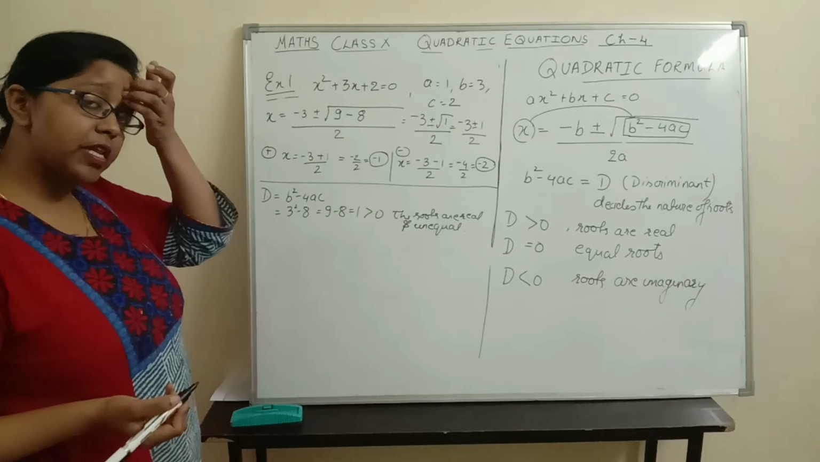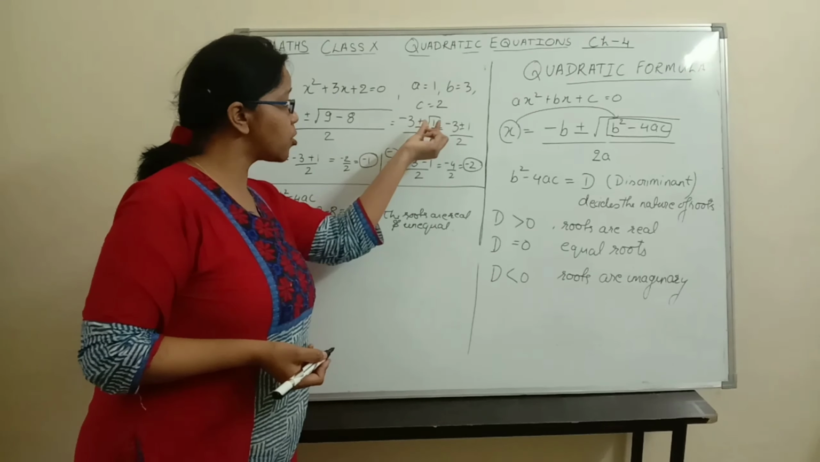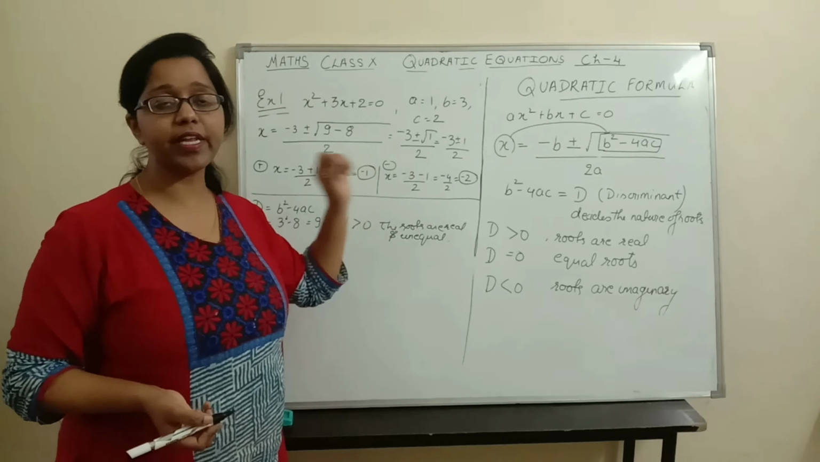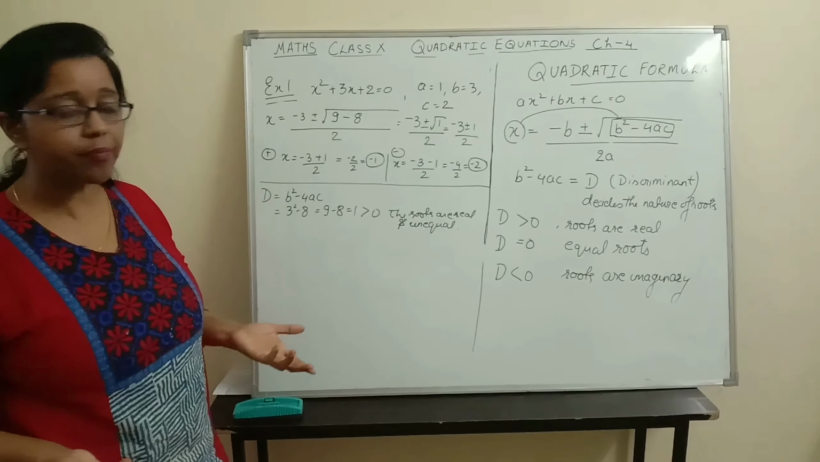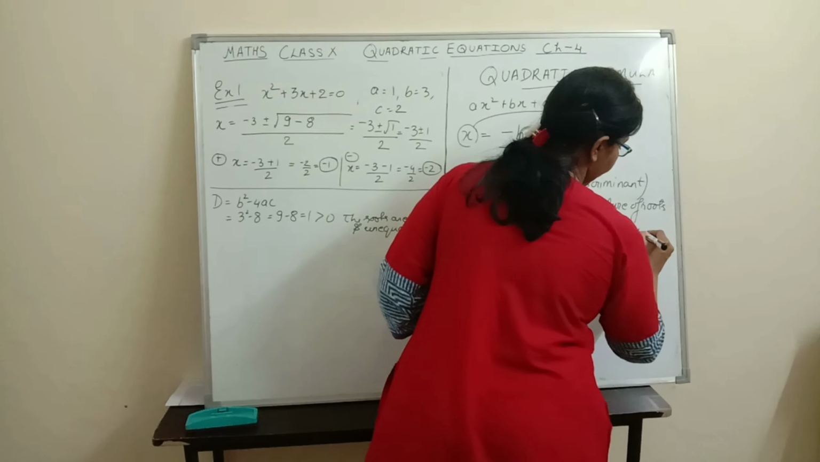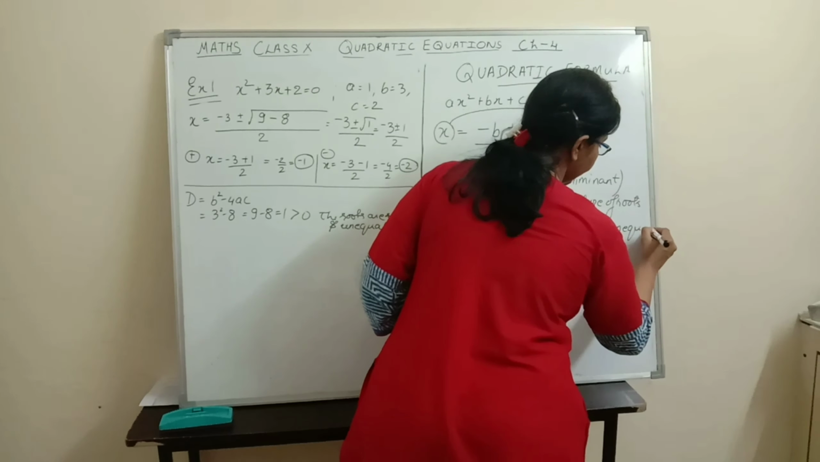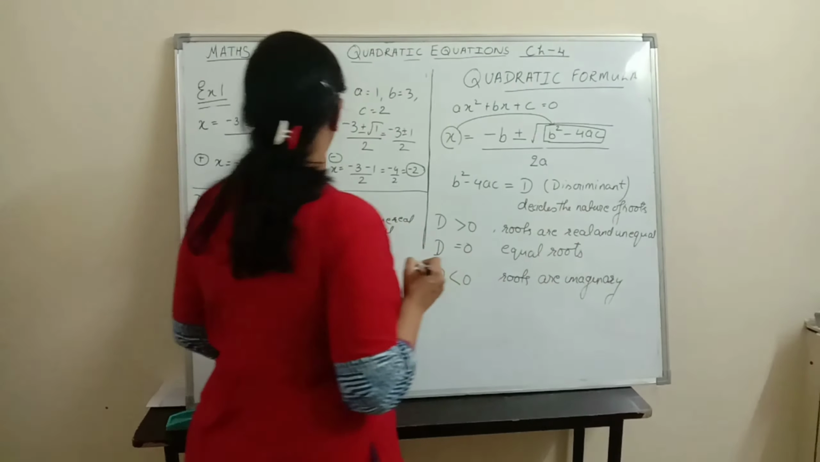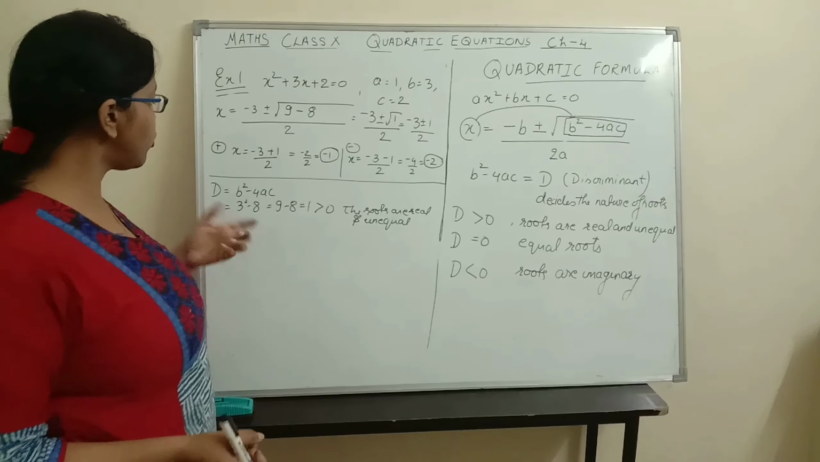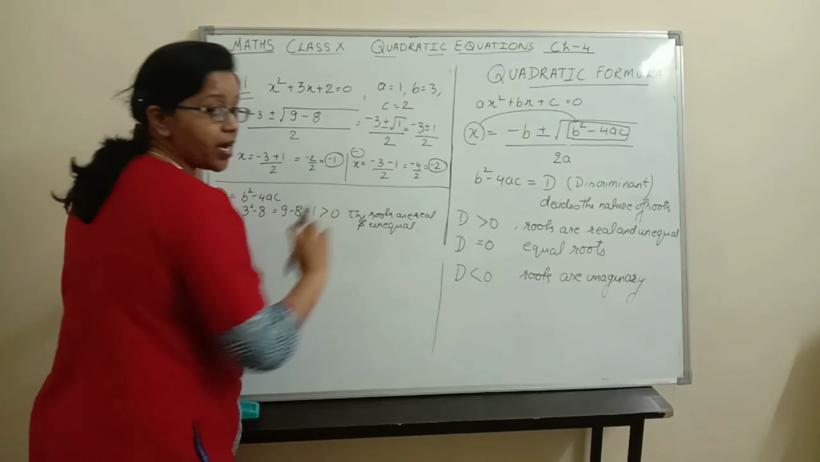Okay, how will we come to know that? It is very obvious, because once we take plus and another time we take the minus sign, so obviously it is going to come different. So here also you can mention real and unequal. Okay, so if you are only asked to find the nature of the root, you will only do this part.